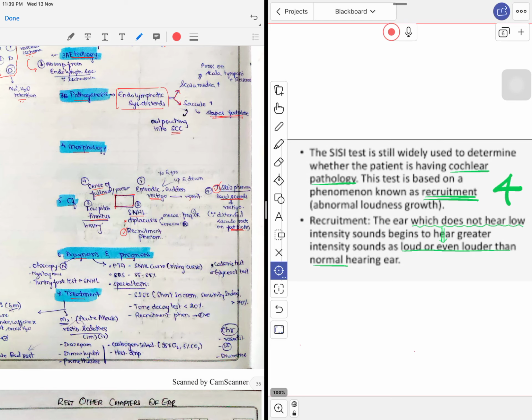And then the third one is about tinnitus. Tinnitus is going to be a low pitched type of tinnitus with a hissing sound. And fourth is the sense of fullness or sense of pressure inside the ear.